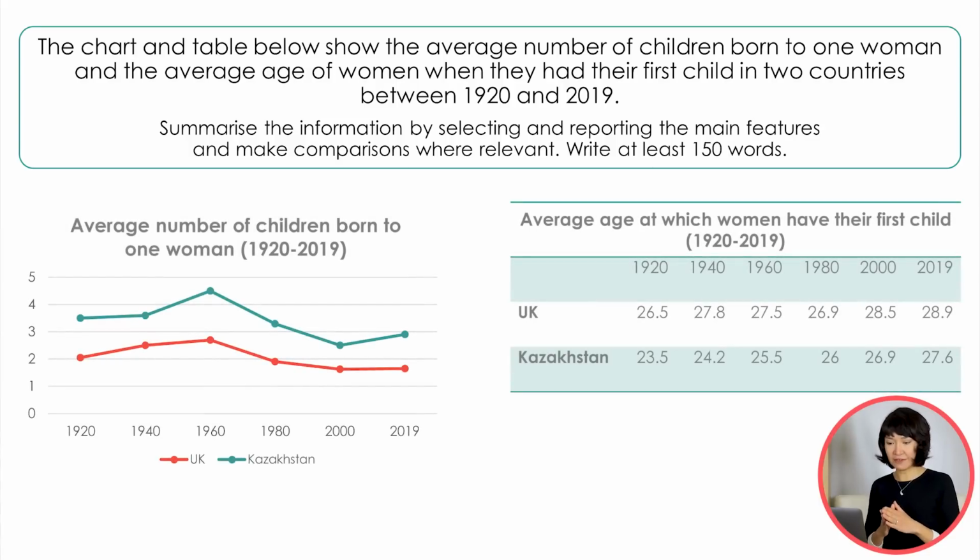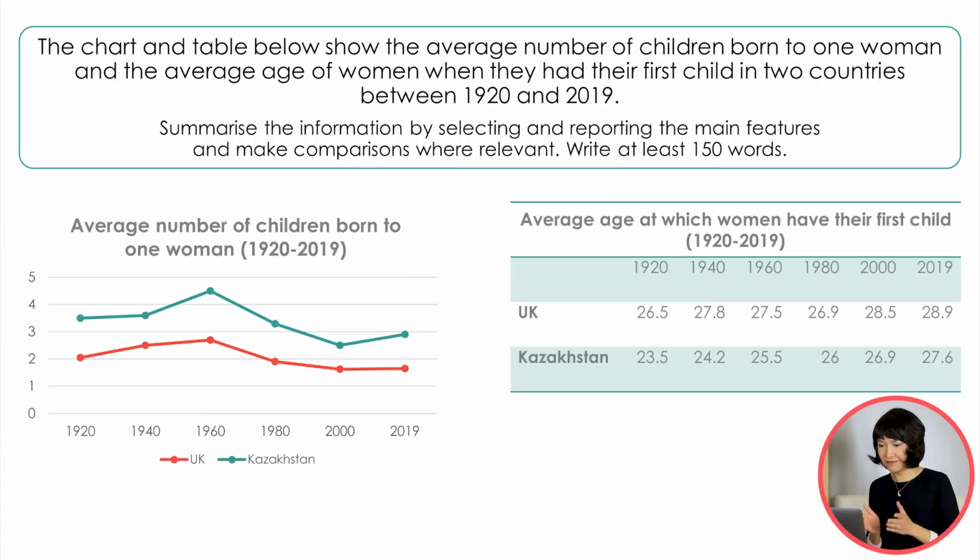Okay, on the left, we see a chart, a line chart or a line graph. Average number of children born to one woman. And we have several time periods from 1920 to 2019 and two countries, the UK and Kazakhstan. So we know how many children on average women had in each country in each of those years.